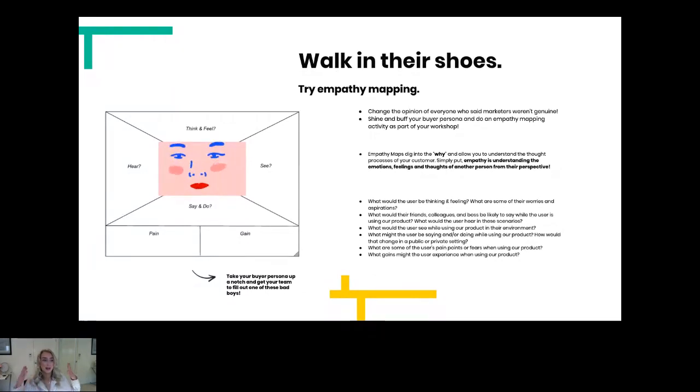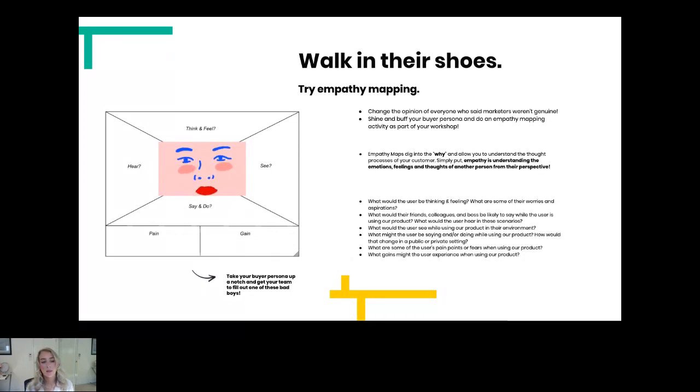I really got inside the head of my target persona, and I did really well on that assignment because I really felt like I understood what they were wanting. So that's why I think you should do empathy mapping. Basically, it digs into the why and allows you to understand the thought processes of your consumer. In essence, empathy, obviously, is understanding the emotions, feelings, and thoughts of another person from their perspective.